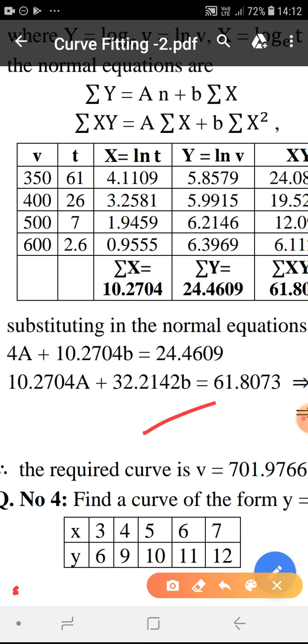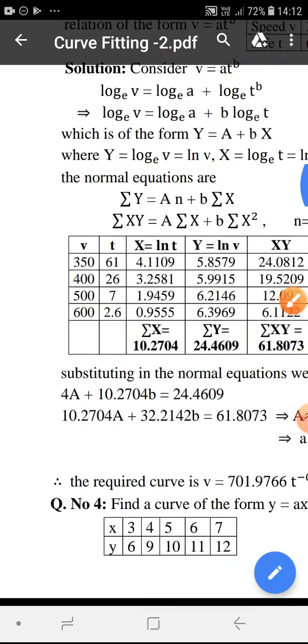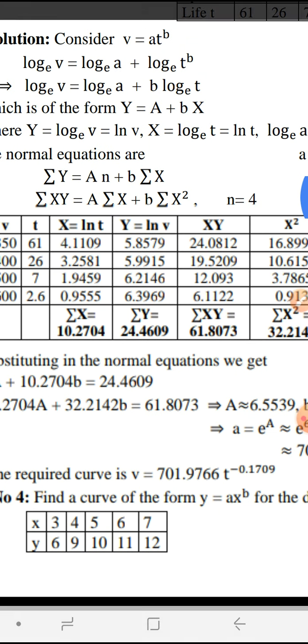4A plus 10.2704b equal to 24.4609. Second equation: 10.2704A plus 32.2142b equal to 61.8073. Then use the calculator, solve these two equations.